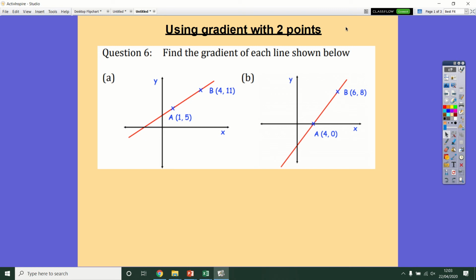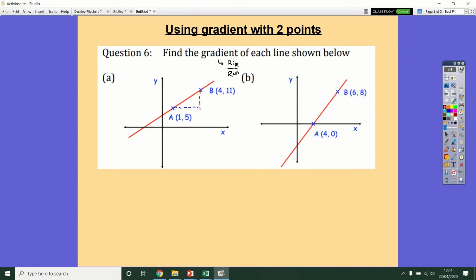So first of all, I want the gradient of each of these lines. We've got 2 points on them, but no scale. So what we need to do is draw on the picture a way to get the rise and the run to then work out the gradient, because if you remember, the gradient is the rise divided by the run. Okay, we need those two numbers. So I'm going to put those two things on the picture by drawing a triangle like we've seen before. So I'll do the rise in red and the run in blue.